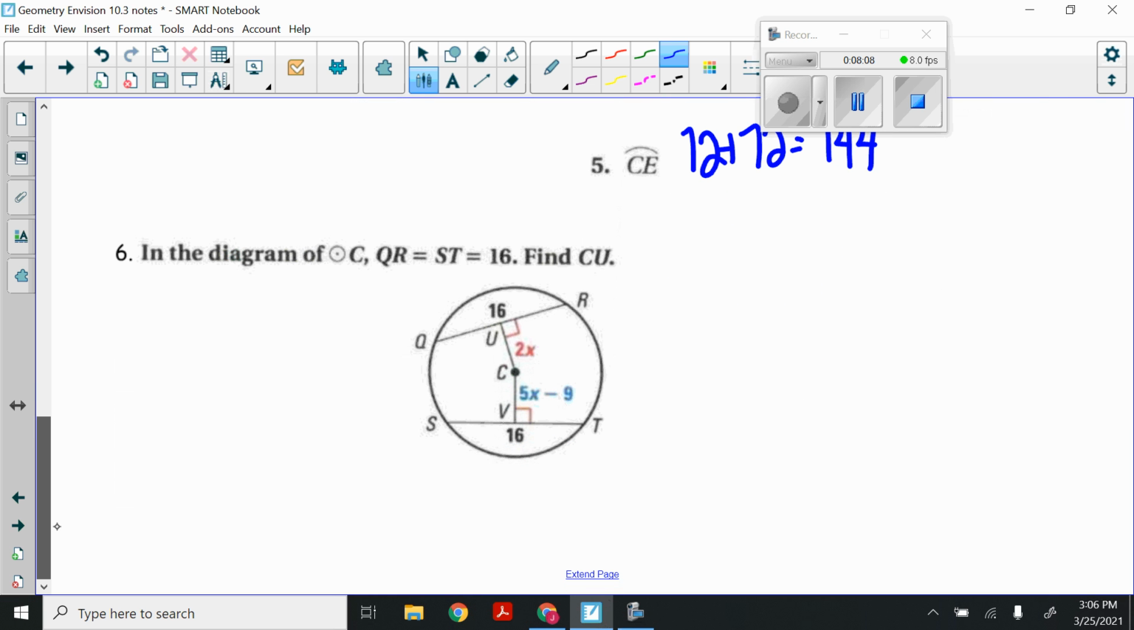Down here to number 6. In this diagram, circle C, QR equals ST, which equals 16. So those are equal to each other. Find CU, right?